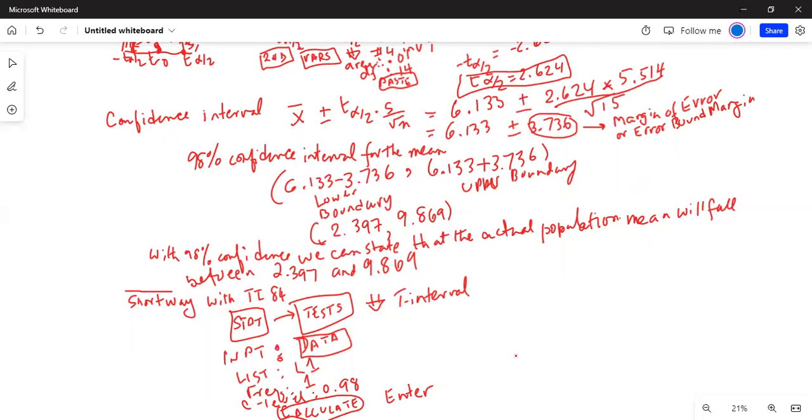Okay, and you get more or less the same answer, 2.397, comma 9.870. So this is the 98% confidence interval as obtained from the calculator. The lower boundary is 2.397, the upper boundary is 9.870. It's exactly identical to what we did doing the calculation by hand.